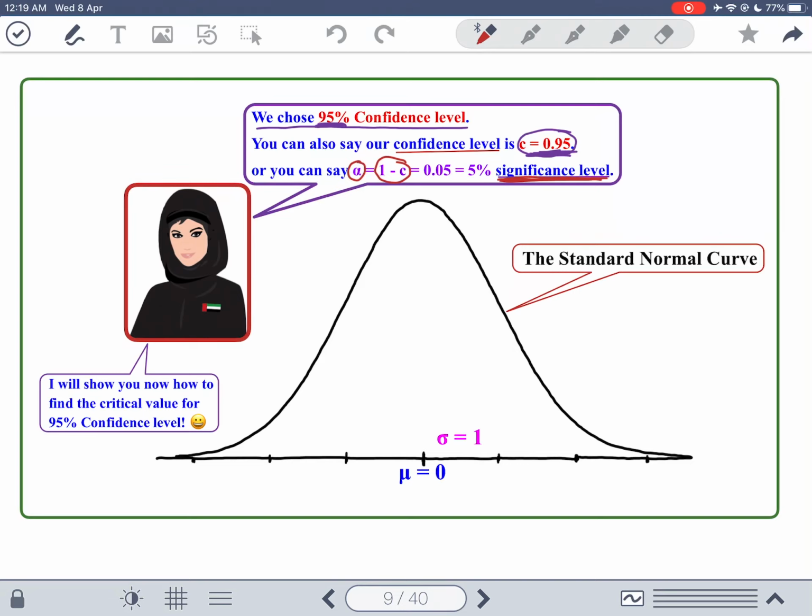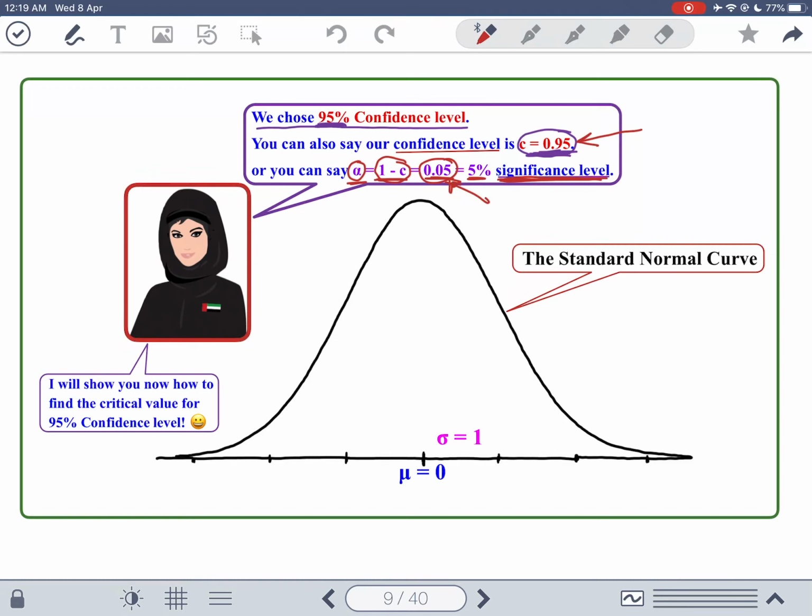Alpha is the A in Greek. It's the same as A. Okay, so we know that alpha is 1 minus C, so it's 5%. So either you say, I want confidence 95%, or I want significance 5%. They are exactly the same statement.